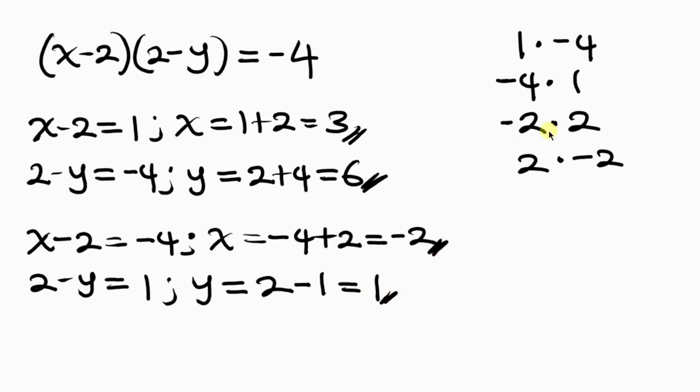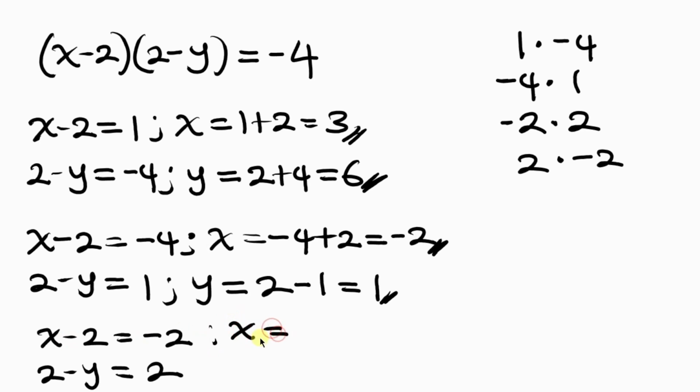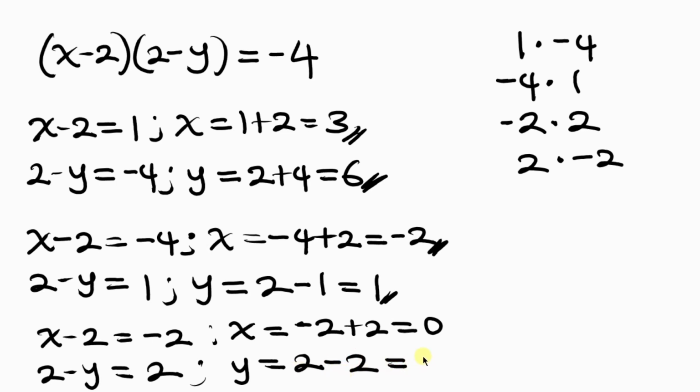And then we have the third one, which is when x minus 2 is equal to negative 2 and 2 minus y is equal to 2. Now the value of x will then be negative 2. And then when negative 2 crosses, it becomes plus 2. So negative 2 plus 2 is 0. And then for what we have here, the value of y will be 2. And as 2 crosses, it becomes negative 2. So this will be 2 minus 2 is also 0.